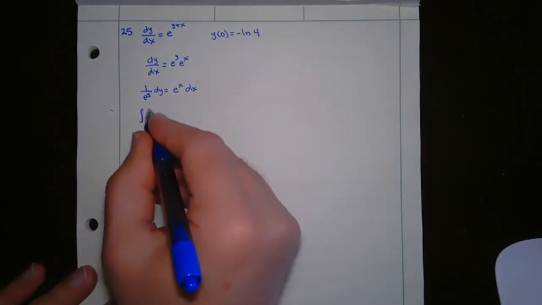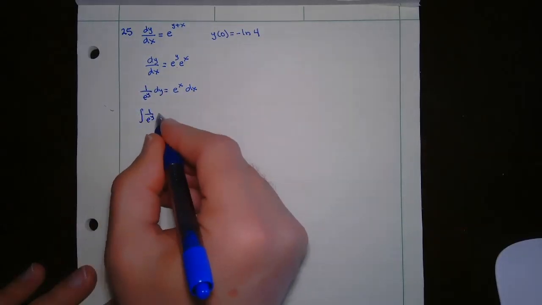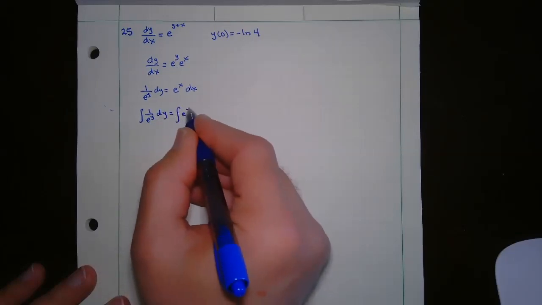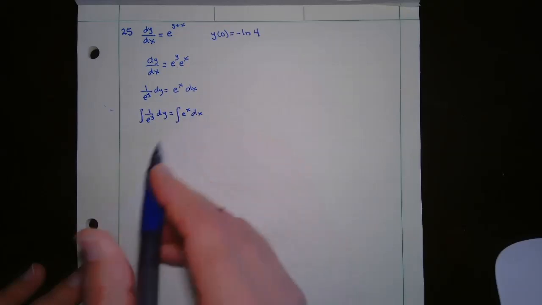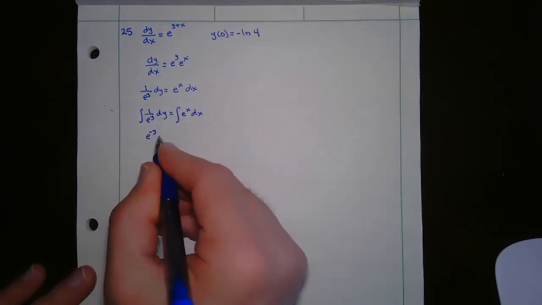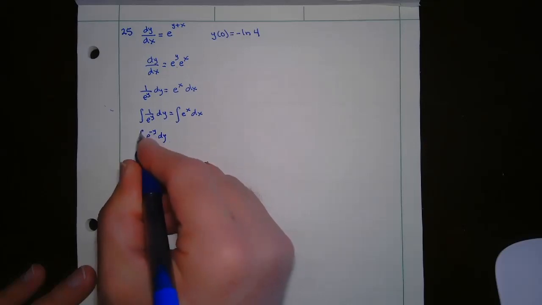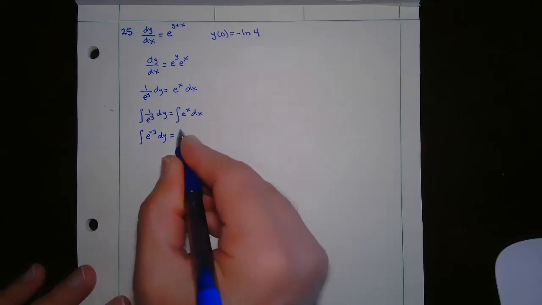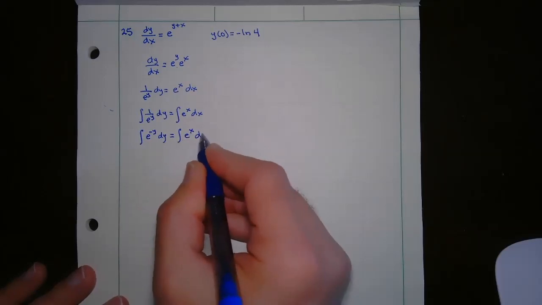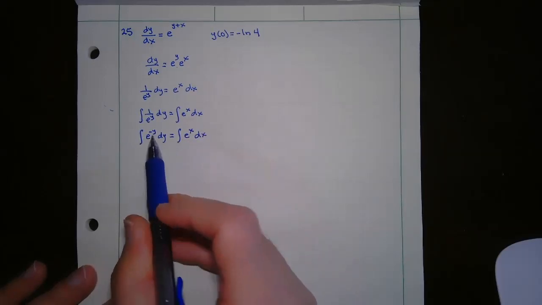So that's the integral of 1 over e to the y dy is equal to the integral of e to the x dx, okay? This needs to be rewritten as e to the negative y dy, and I'm going to integrate that, right? And this is equal to the integral of e to the x dx. Now I'm going to do a u substitution, okay?